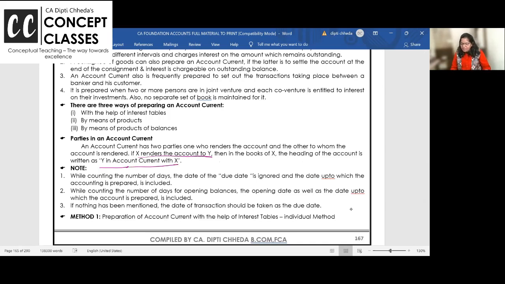While counting the days, the due date is ignored and the date up to which it is prepared is included. Until now the journey was from the number of days till the due date. Now it will start from the due date. Only for the opening balance you have to take both. I'll take all the problems, forward, epoch and reading, in tomorrow's class. Today we are doing base level problems for building up the concept of this chapter. If nothing is mentioned, the date of transaction is the due date. There are common points; these same points we applied in average due date also. Like for partners' withdrawal, whatever was the date, that was the due date.